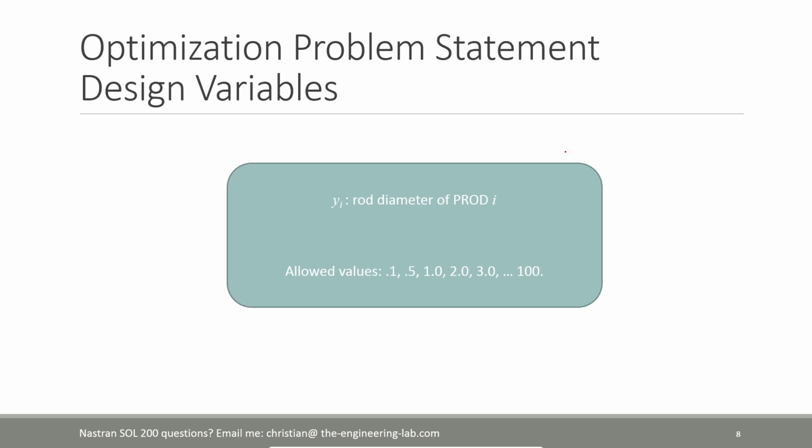One other thing, we want the design variables to arrive at specific values. We want the rod diameters to land on values such as 0.1, 0.5, 1, 2, all the way to 100. If we arrive at a value like 1.69, that is not a value we want. We want the value to either be 1 or 2.0.